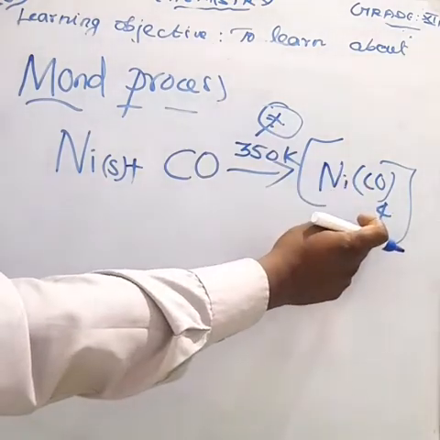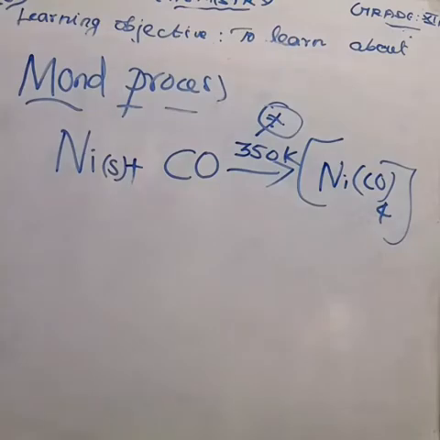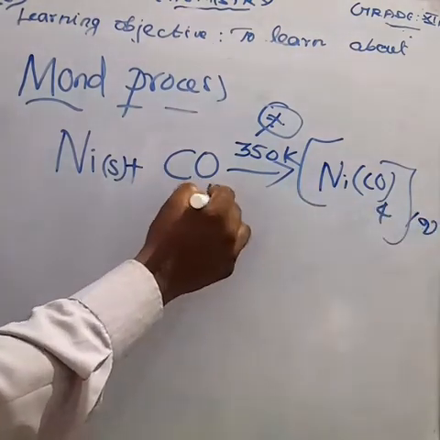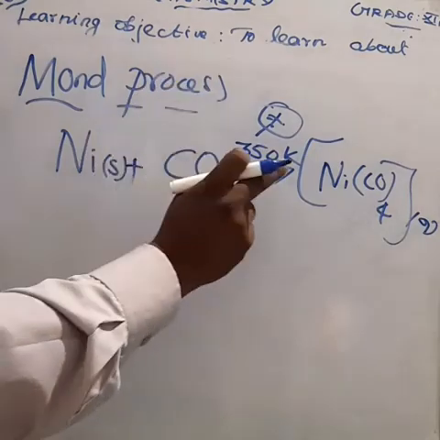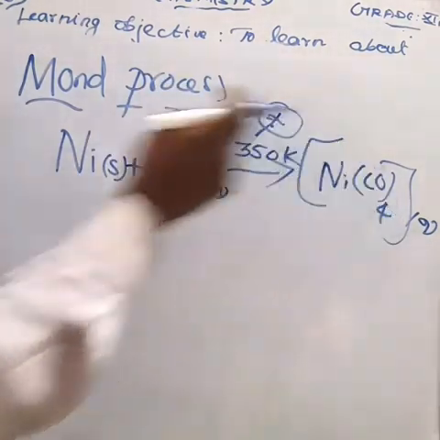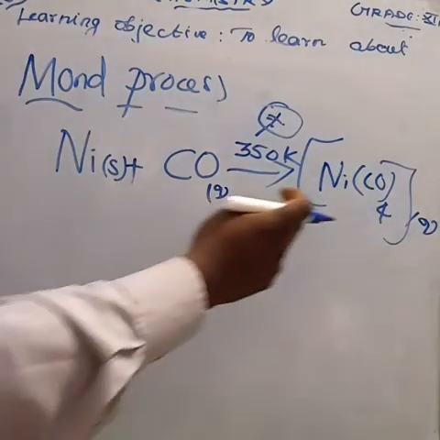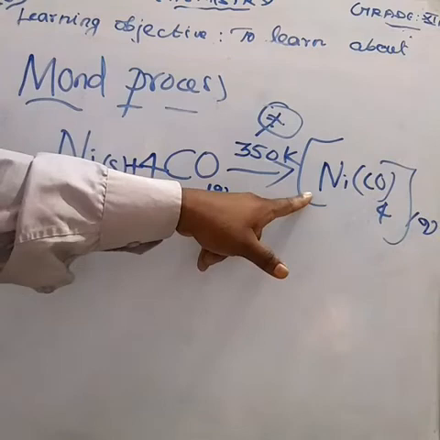We get Ni(CO)4. This is a gaseous molecule. Carbon monoxide is a gas, and nickel is in solid state. So what is the compound here? Nickel tetracarbonyl. Okay. So how many carbon monoxide are there? 4. So make it 4 here. Now the equation is balanced. This is a volatile compound of nickel.